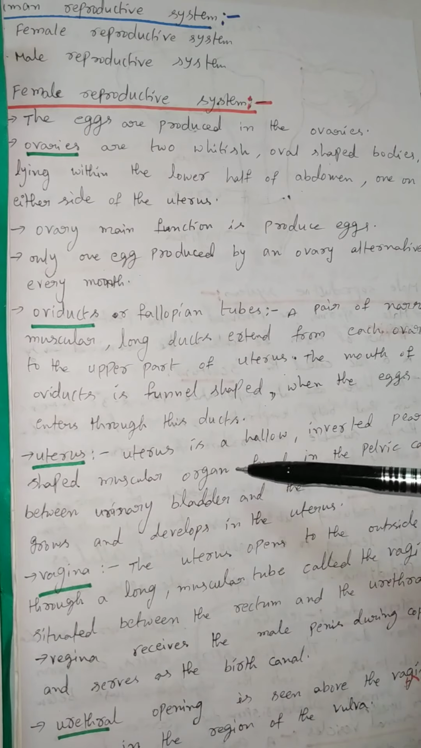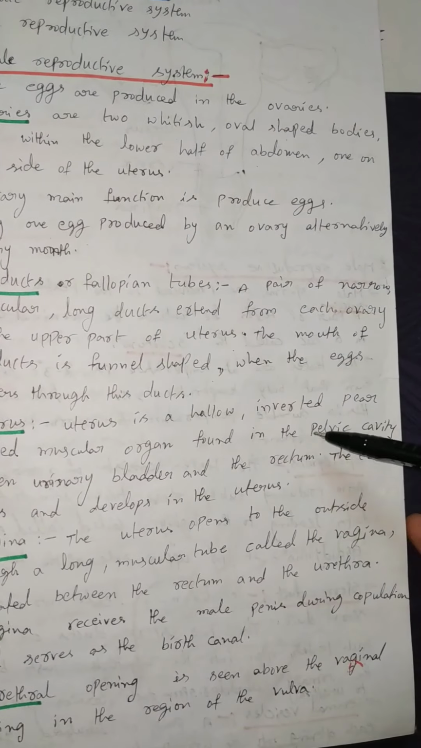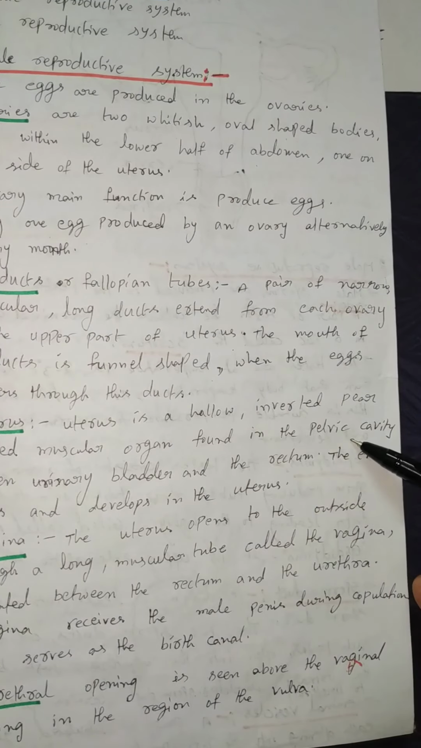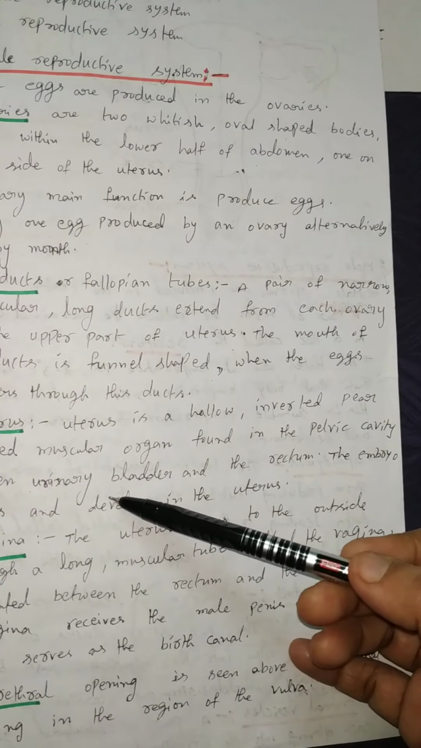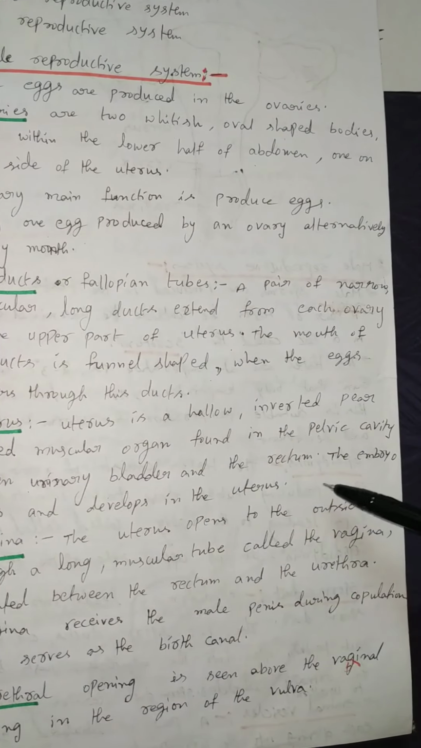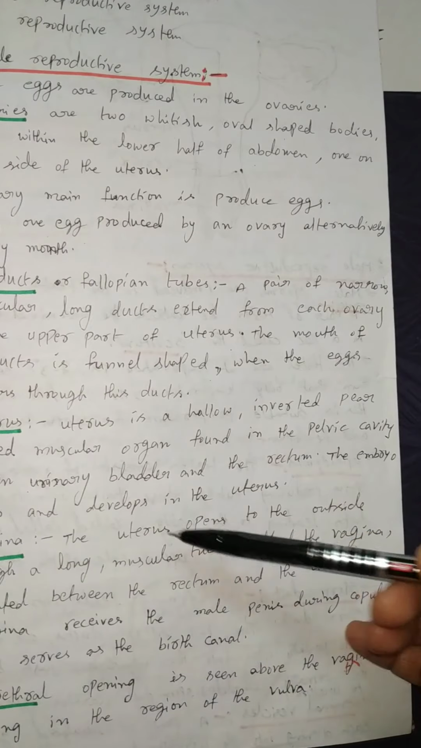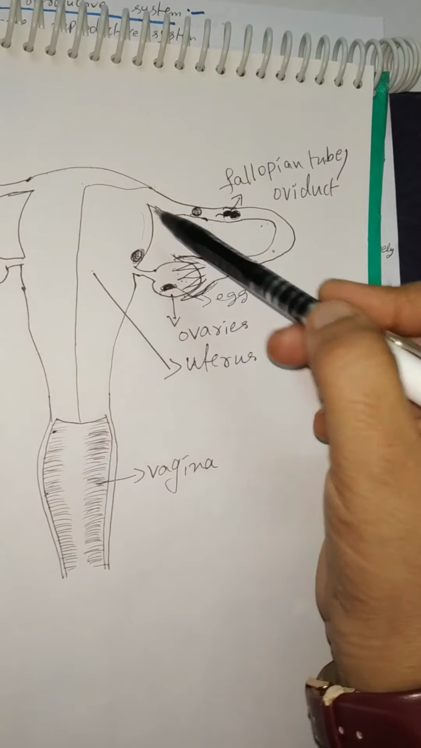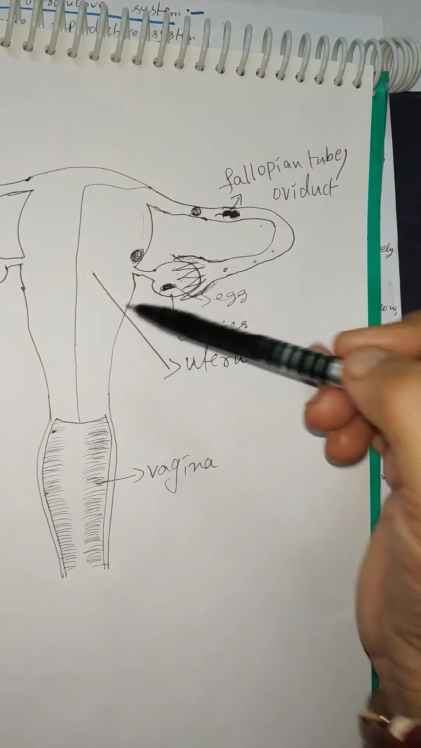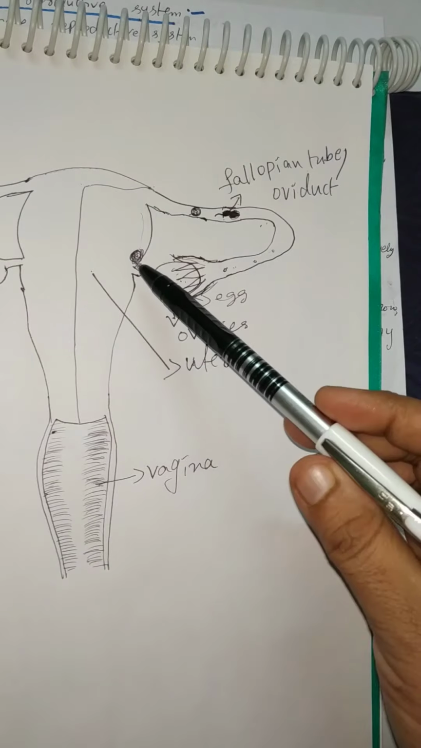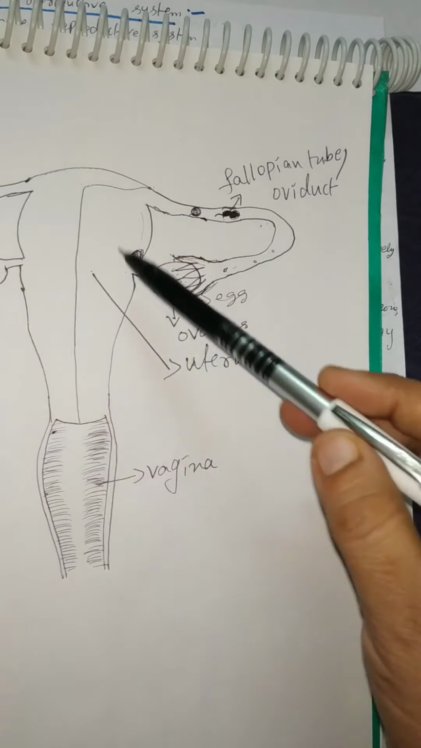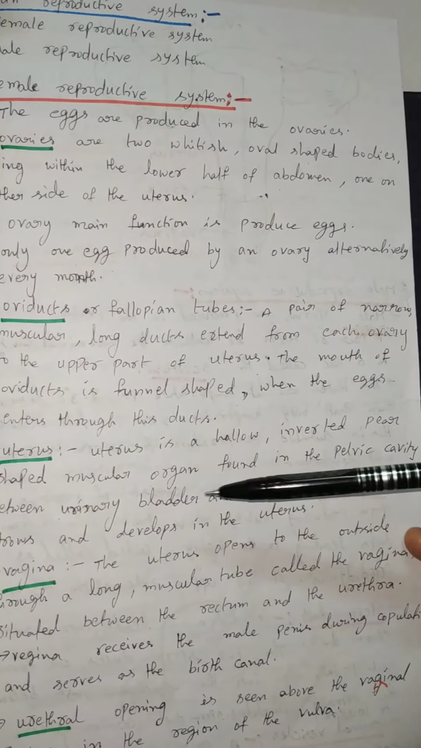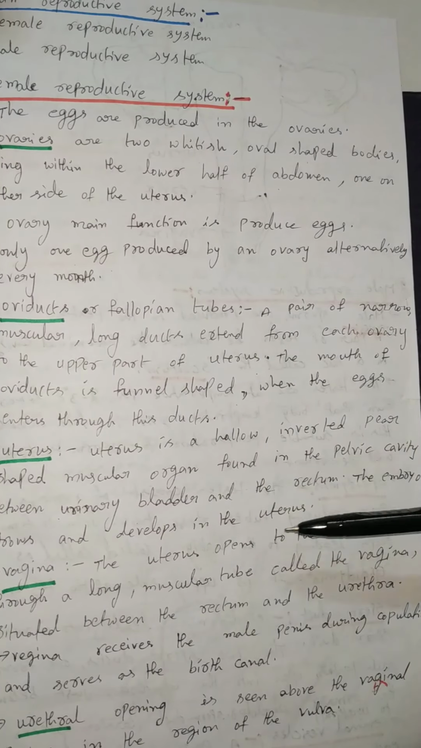Uterus. The uterus is a hollow, inverted pear-shaped muscular organ found in the pelvic cavity between the urinary bladder and the rectum. The embryo grows and develops in the uterus. So this inverted pear-shaped part is called the uterus. The embryo is developed in the uterus. It lies between the urinary bladder and the rectum.